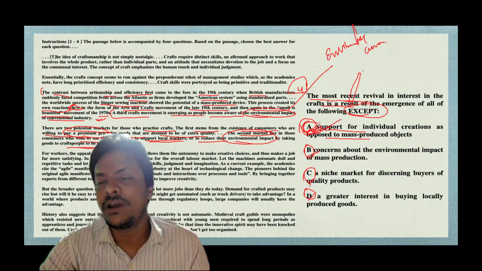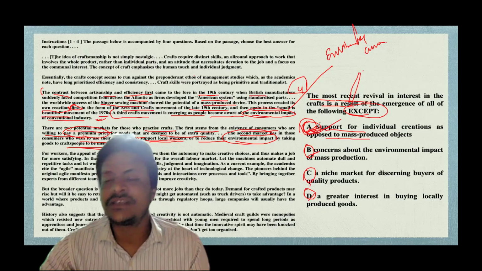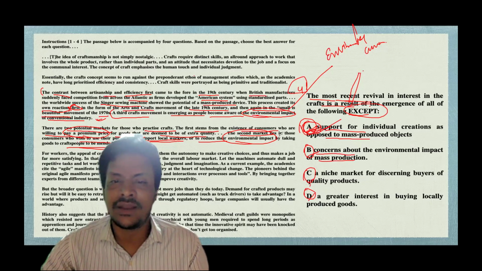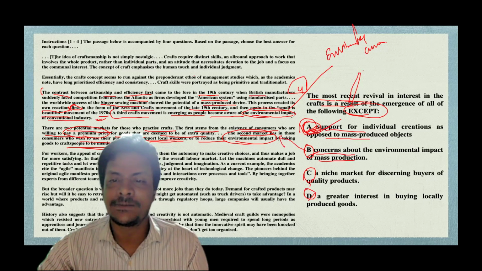If I look at option B, what does B say? Concern about the environmental impact of mass production. It means people care about how factories harm the environment. Yes, we find this. This could be a reason. We can find this, isn't it?